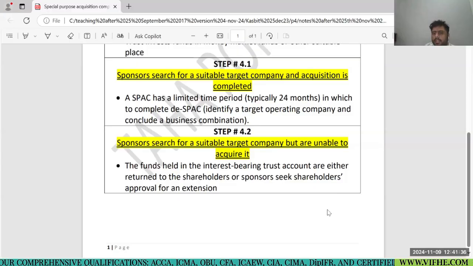How can a SPAC be traded? It does not have a value on its own. What do you mean by traded?